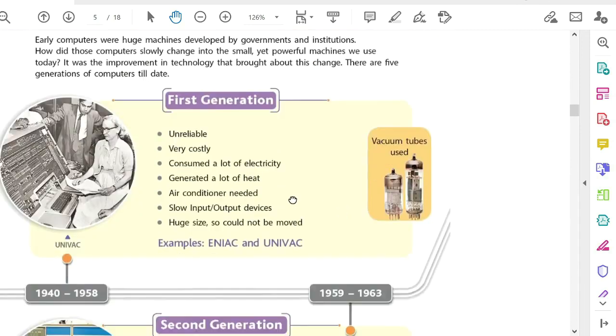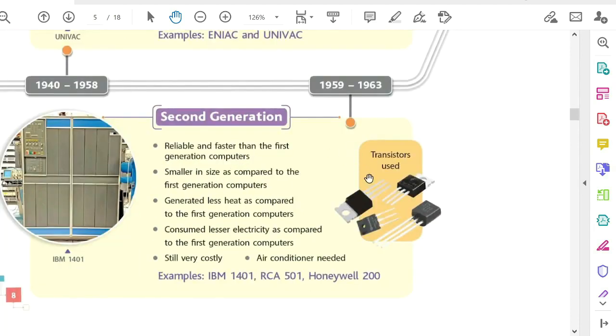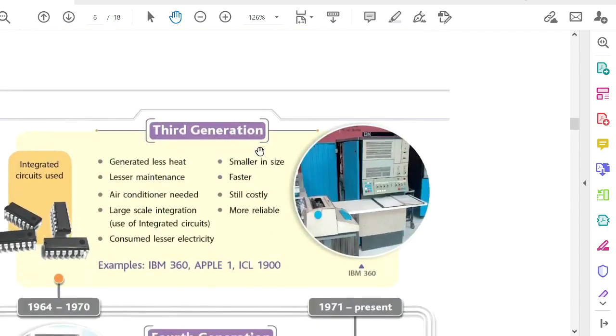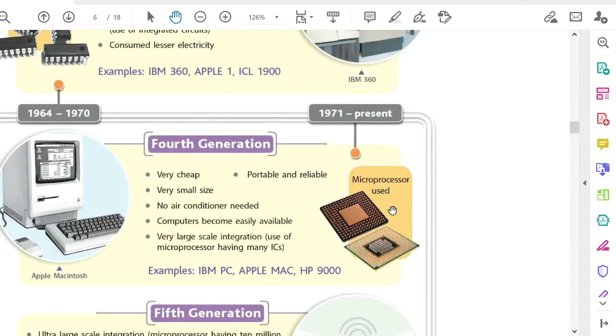The first generation, in first generation vacuum tube were used for calculation. Example you have to read. Then second generation, transistors were used for processing. These are examples. Third generation, integrated circuit IC were used in computer for processing. Here also example you will read. Then fourth generation, microprocessor. Today's computer all are in fourth generation, means our computers are fourth generation computer.